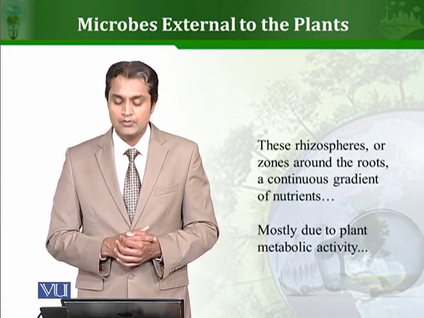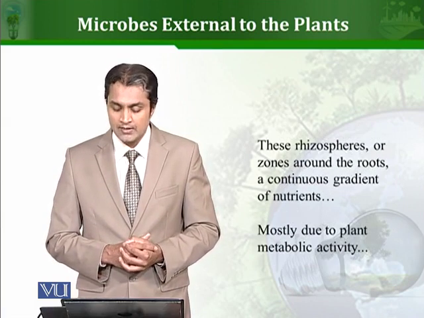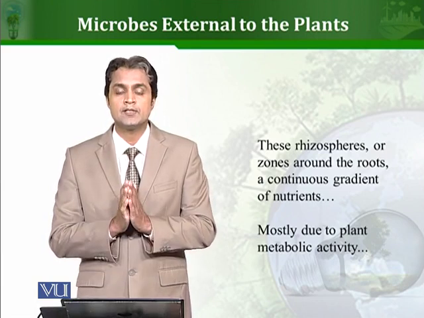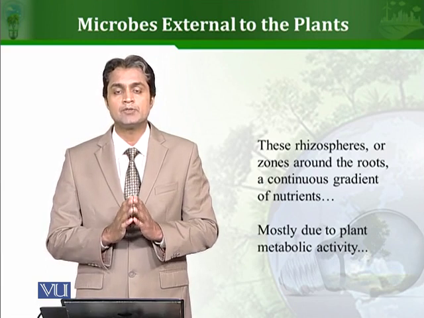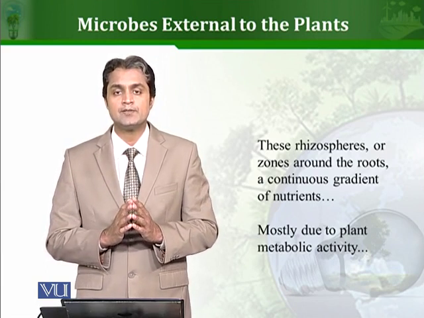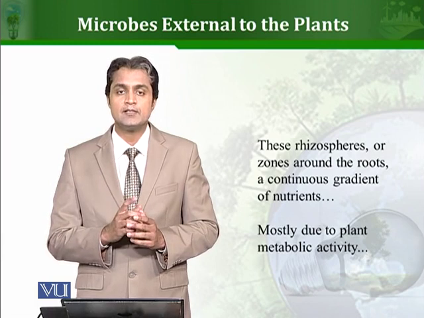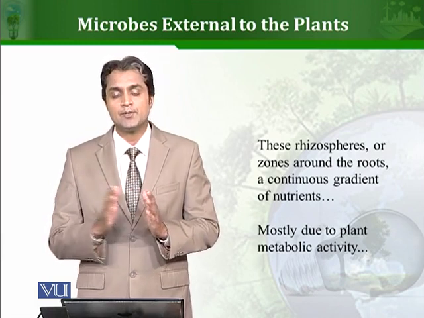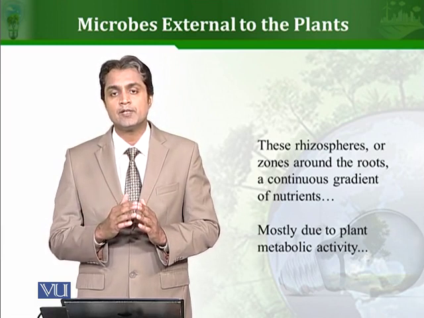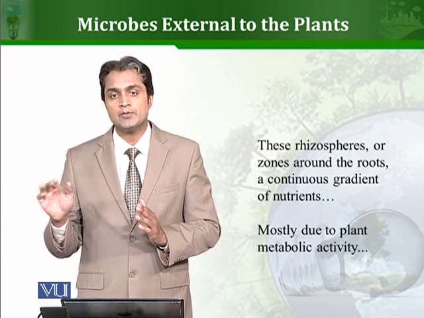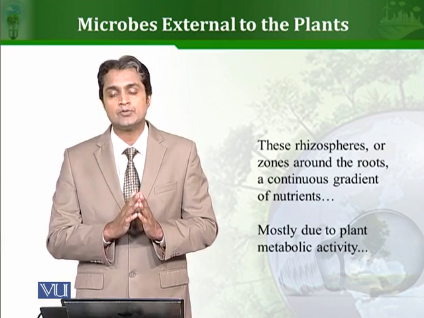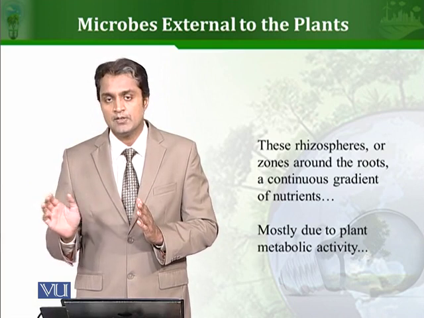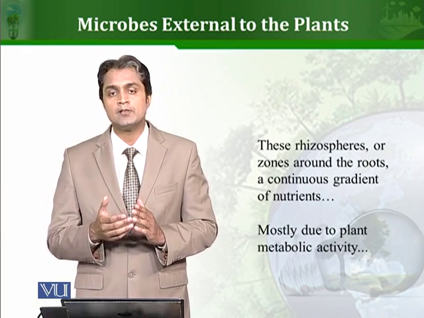These rhizospheres or zones around the roots are basically a continuous gradient of nutrients. Why so? Because the nutrients are being released by the roots of the plants, and the concentration of the nutrients is much higher near the root area around the roots. And as we go away from the roots, the concentration of the nutrients drops, so there is a gradient of the nutrients, and it is much higher close to the roots, and it keeps on decreasing as we move away from the root. So same goes with the microbial load.